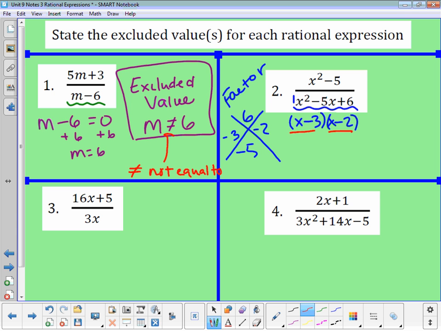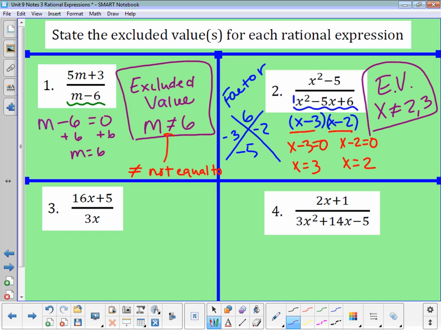So this one's going to have two excluded values. I have x minus 3 equals 0, or x equals 3, and x minus 2 equals 0, or x equals 2. So in this case, my excluded values, and it's okay if you want to abbreviate, that's fine with me, are going to be x is not equal to 2 or 3. Okay, so I can't have 2 or 3 in that expression. What that means is anytime I plug in a 2 or 3 in that expression, I get something that's undefined because I get 0 in the denominator.